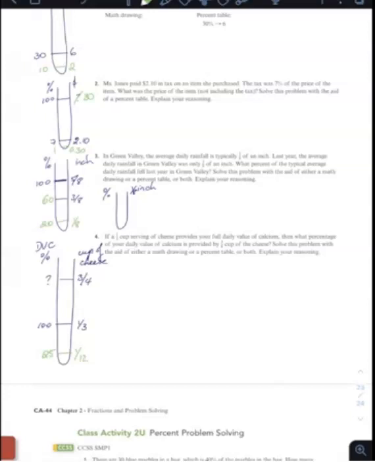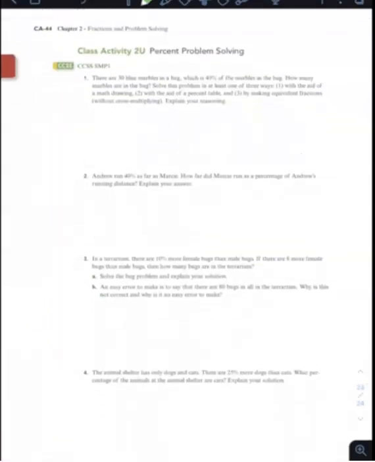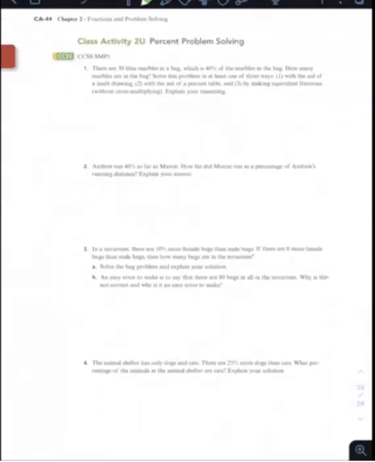Now, how many 12ths are in 3/4? 9 12ths. If 25% is 1/12, then 9 12ths is going to be 225%. Okay, so let's take a look at a couple of other problems.